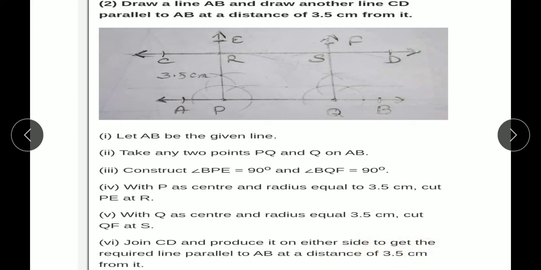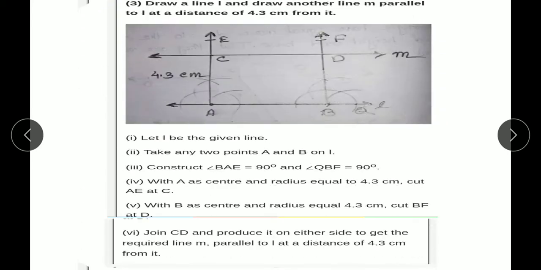First of all, you have to join R and S and produce it from both sides, and now you will get the required diagram. Okay, now another: draw a line L and draw another line M parallel to L at a distance of 4.5 centimeter. The same procedure will be used here as in the previous question. So I need to move ahead.